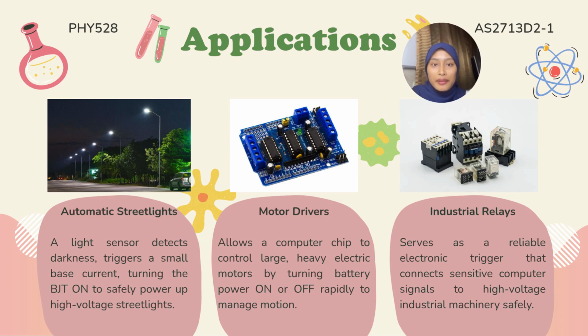Moving on to the practical application, the bipolar junction transistor or BJT plays a vital role in our everyday technology. First, we see them in automatic street lights, where a light sensor detects darkness and triggers a small base current to safely switch on high voltage street lights. Second, BJTs are used in motor drivers, allowing microchips to rapidly turn battery power on or off to manage heavy electric motors. And the third one, they power industrial relays, acting as a reliable electronic trigger that connects low-power computer signals to heavy industrial machinery safely.